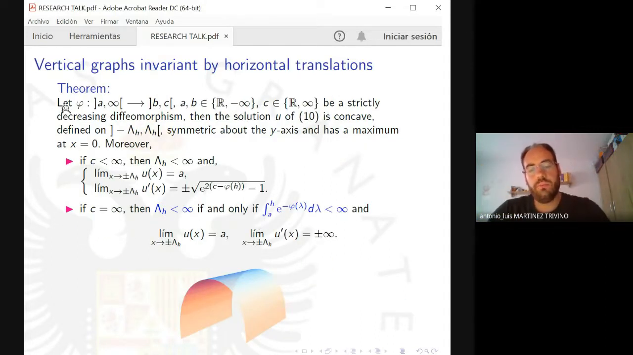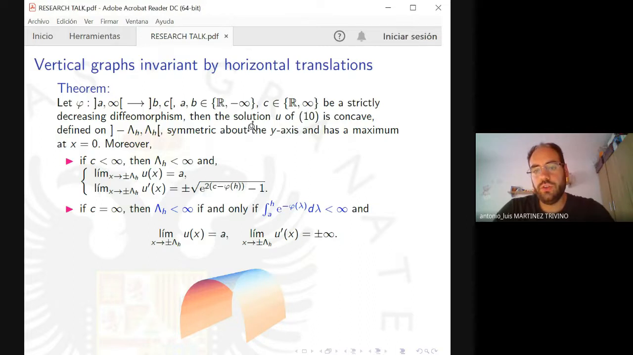On the other hand, suppose that phi is a strictly decreasing diffeomorphism. In this case, U is concave, even, and has a maximum at the origin. Moreover, if C is finite, then this function is defined over a bounded interval and cuts the plane theta equal to A with this inclination, or with this asymptotic behavior.